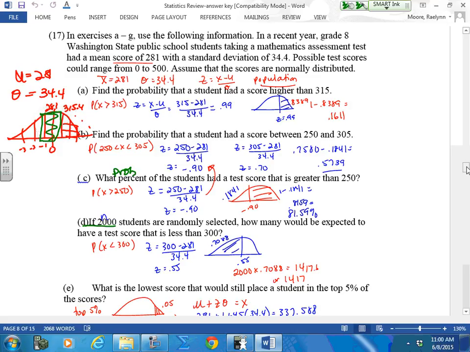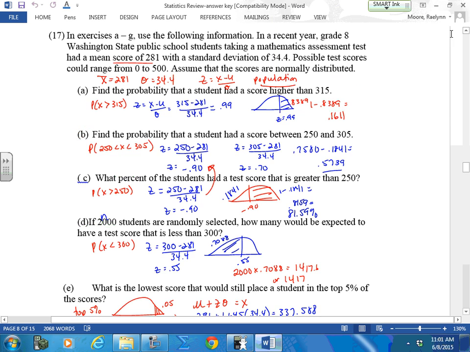Good so far? I thought this one was a good one because it gave you pretty much everything. It gave you greater than, it gave you less than, it gave you in between, it gave you if n was there, it gave you the top 5, the bottom parts. So then you had to kind of transform your z-score.